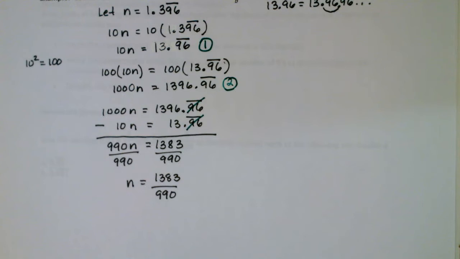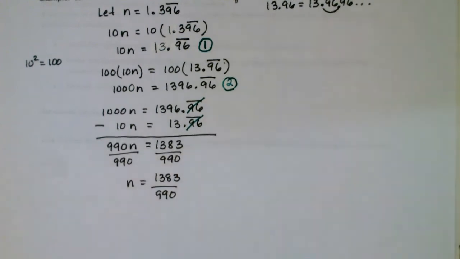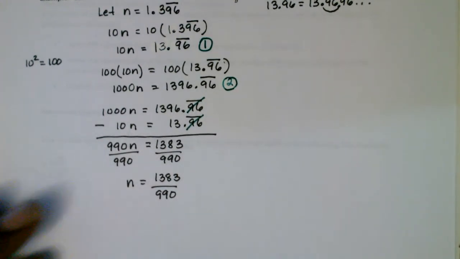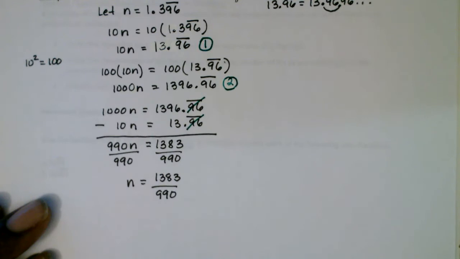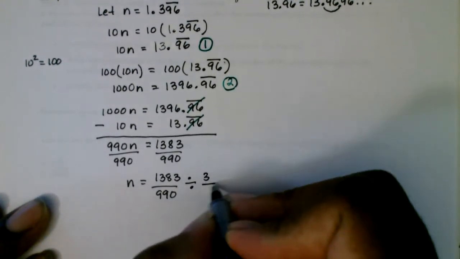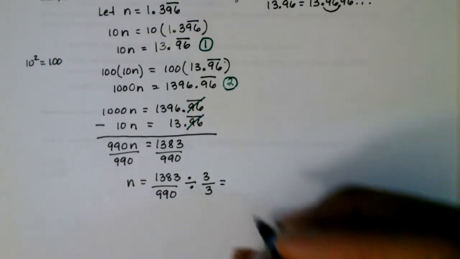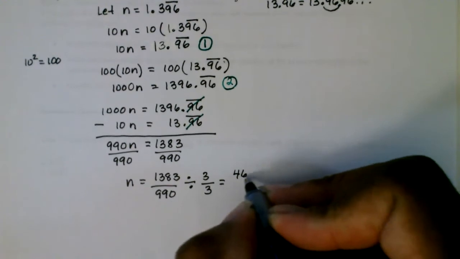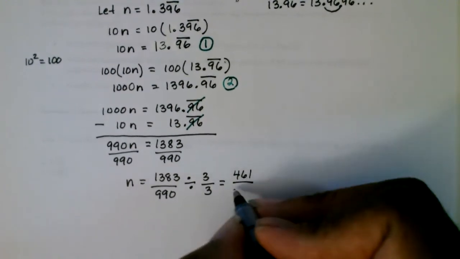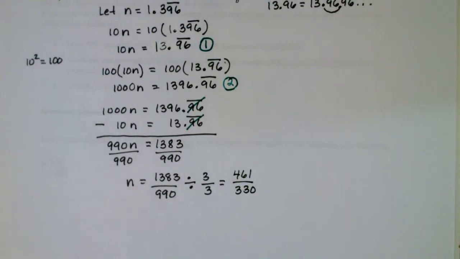And we can reduce that in simplest form, by the way, because I think this number here is divisible by 3. So if I divide the numerator and the denominator by 3, I'm going to end up with 461 over 330. 461 over 330.